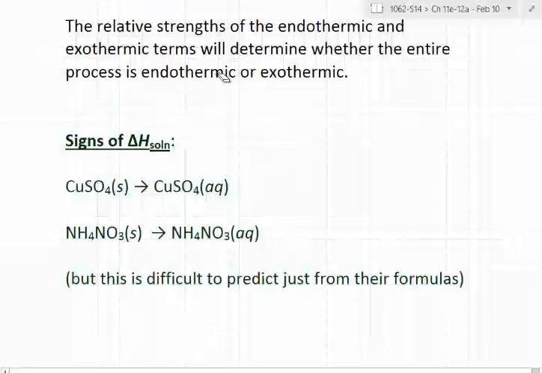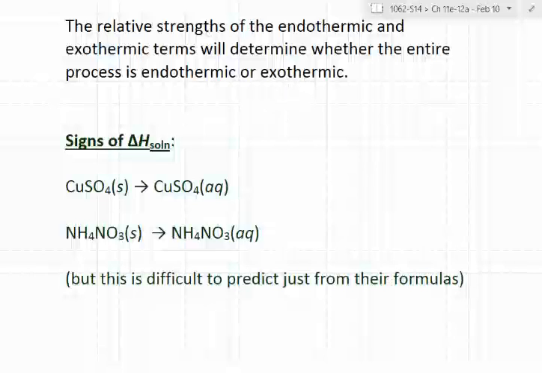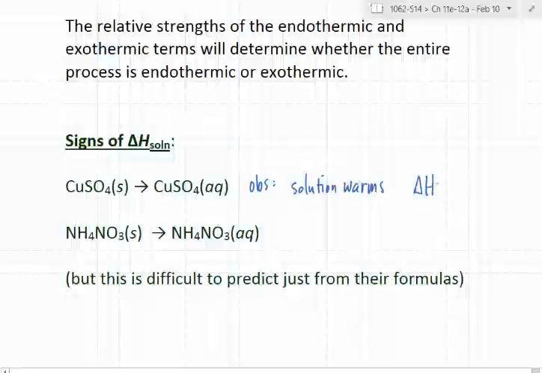So those relative strengths determine whether the process is exothermic or endothermic. Let me list for you some observations, and we'll predict the sign of delta H for each of these processes. The observation for copper sulfate solid dissolving is the solution warms up. Is the overall delta H of that going to be positive or negative? Negative.